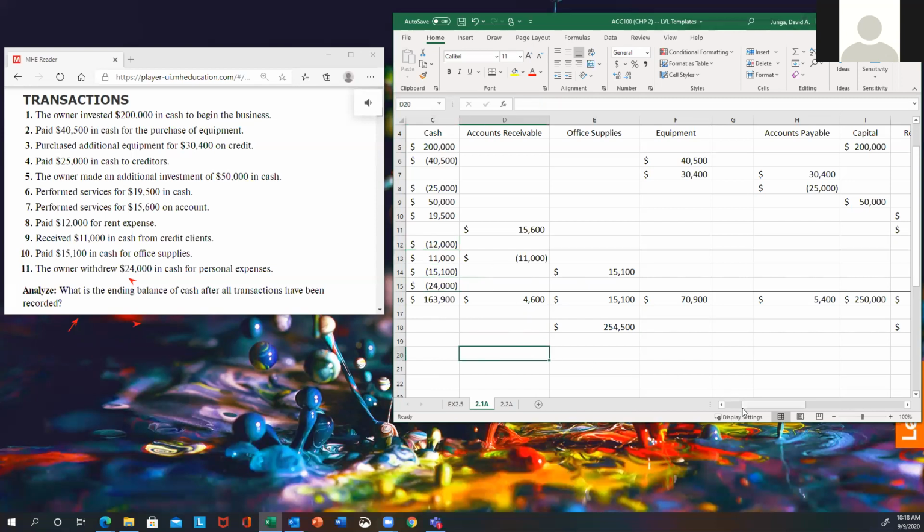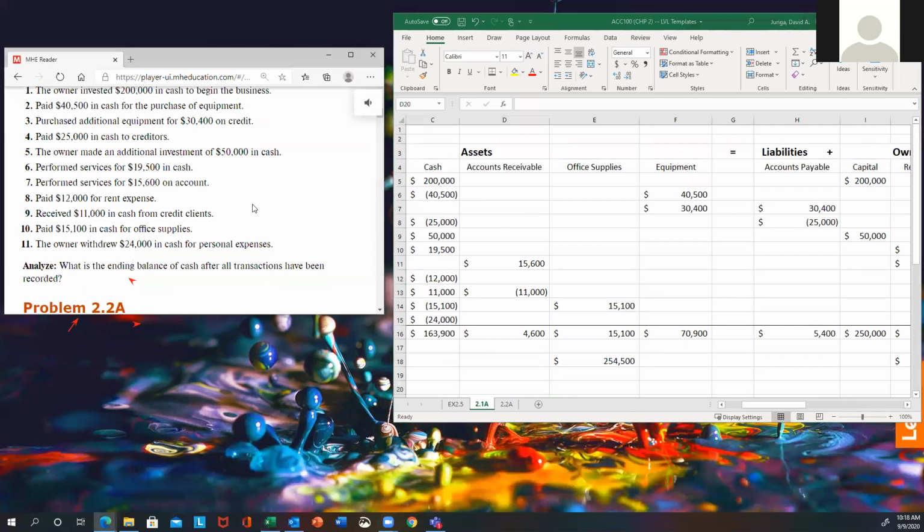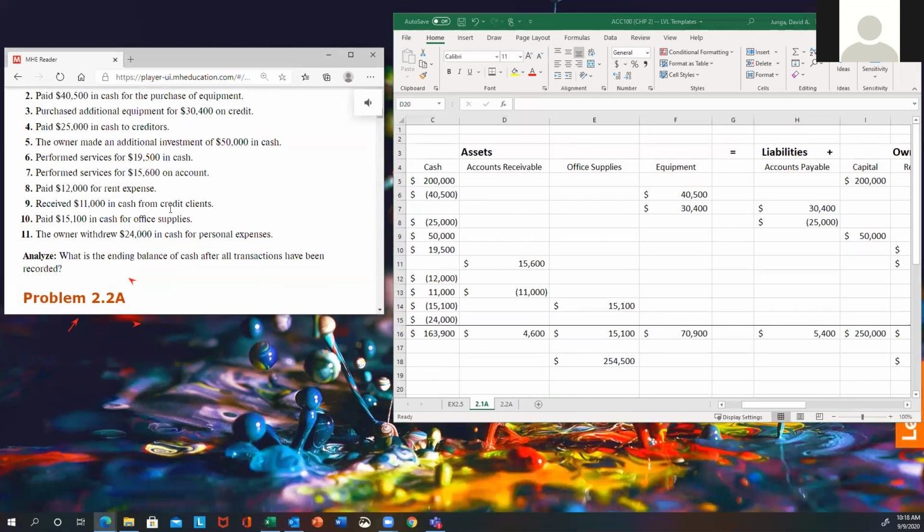All right. Okay. So where do you go from here? This problem stops here. In fact, the only other thing this problem asks you to do, if you can read this at the bottom of the problem, is: what is the ending balance of cash after all transactions have been recorded? And so all I did was net everything up. If it's an increase, it's a plus. If it's a decrease, it's a minus. I netted them together. Your balance would be 163.9.